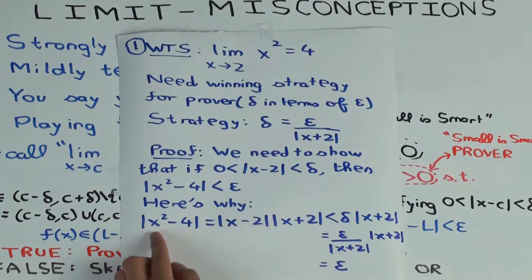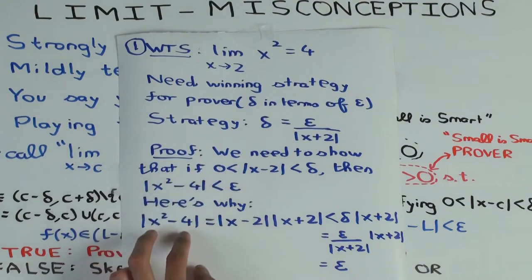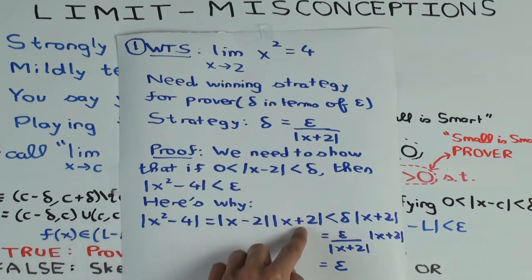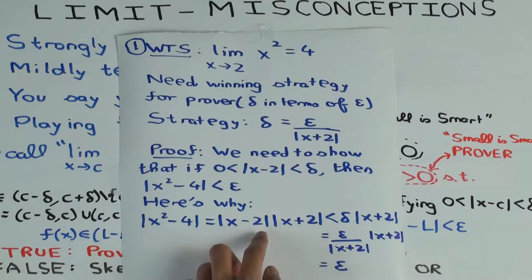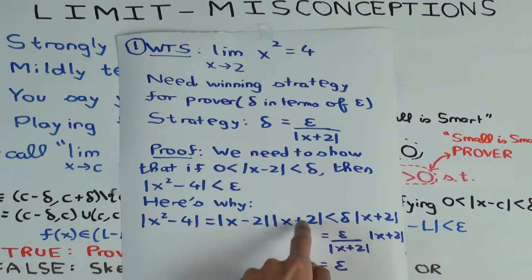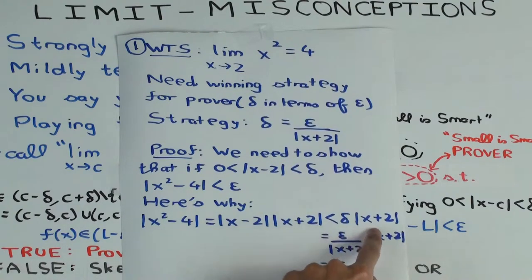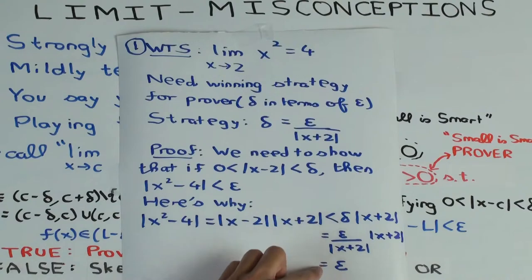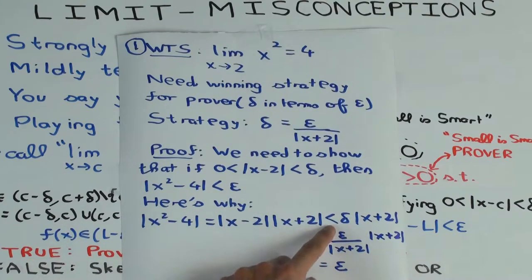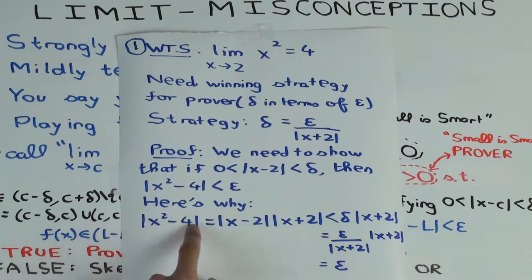Now, is that true? Here's how I do it. I start by taking this expression and factor it as x minus 2 times x plus 2, and the absolute value of a product is the product of the absolute values, so this can be split like that. Now, we know that the absolute value of x minus 2 is less than delta, and this is a positive thing, so we can write this as less than delta times the absolute value of x plus 2. And this delta is epsilon over the absolute value of x plus 2. So multiply by the absolute value of x plus 2, they cancel, and we get epsilon. You have a chain of things, and there's one step where you had less than. So overall, this expression is less than epsilon.